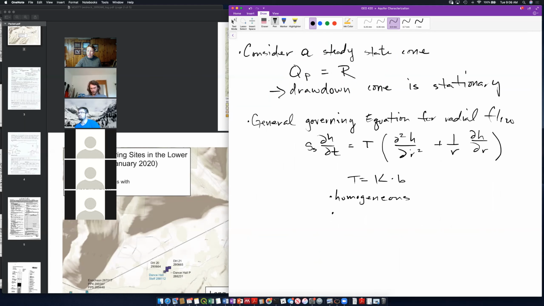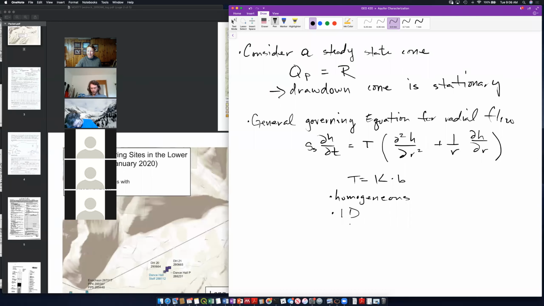Yeah, there's only radius here. R is the only spatial direction. That's why we make this change of coordinates. All right. So we turn this 2D field into a one-dimensional field. It's only a function of radius. So important point, this is a one-dimensional flow field.